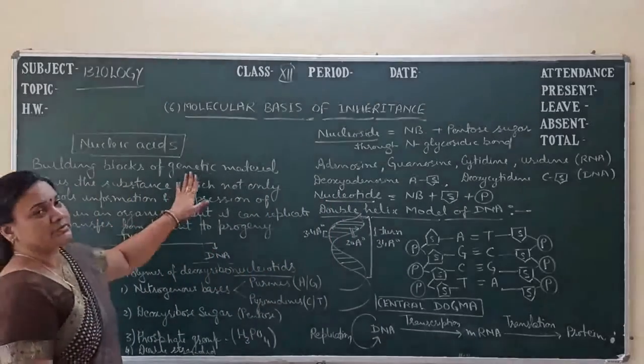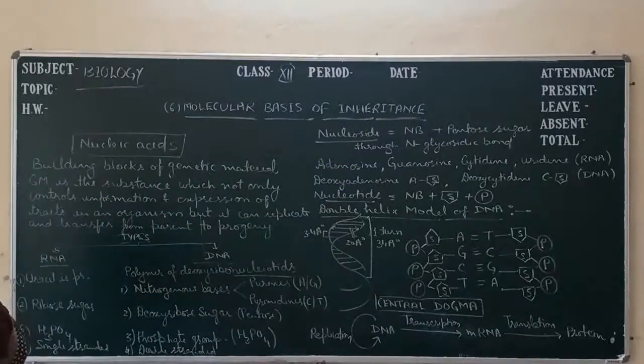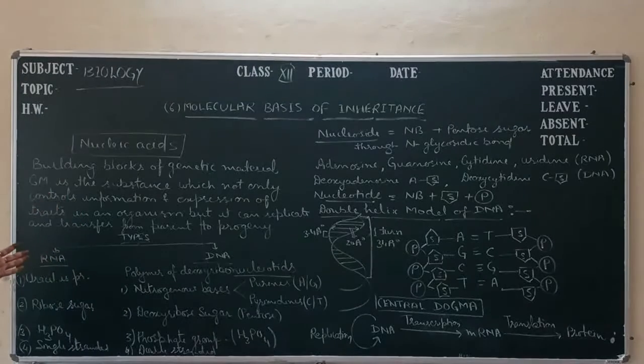We are starting a new chapter, molecular basis of inheritance. In this chapter, we will study the nucleic acids. Nucleic acids are the building blocks of genetic material. So, what is genetic material?